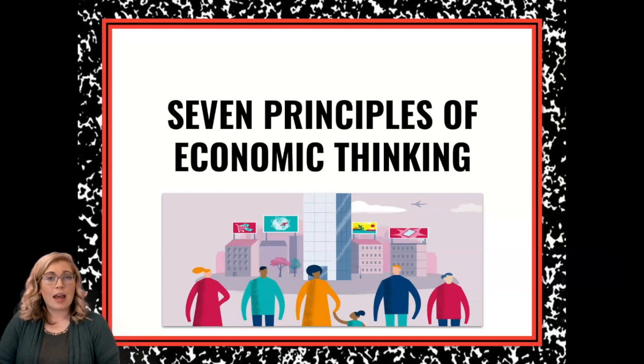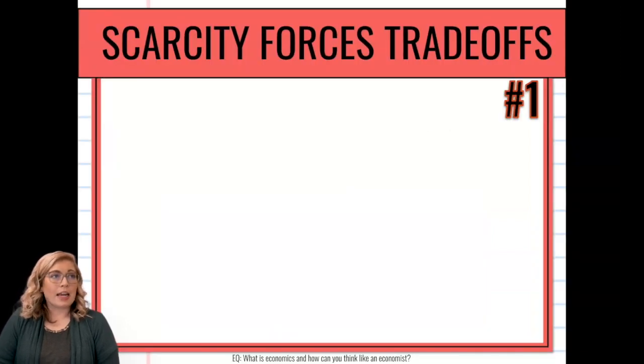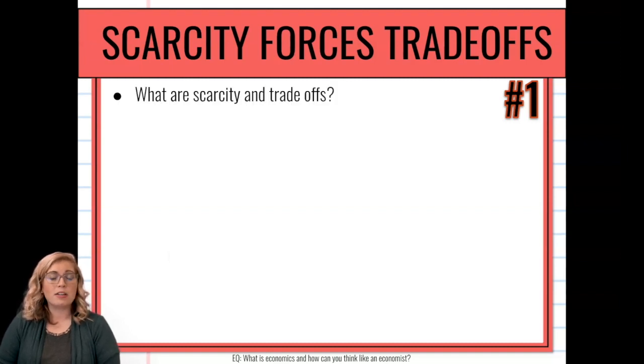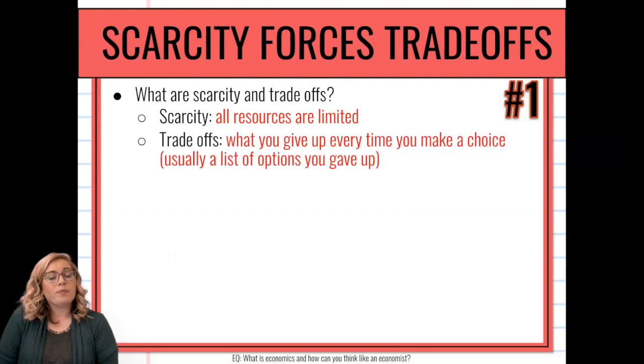So our first economic principle, scarcity forces trade-offs. So again, as I mentioned before, scarcity is the idea that we have unlimited wants and needs, but we only have limited resources. So a good one to think of is time. Every single person, whether you are a bajillionaire or you have 2 pennies to scratch together, you only get 24 hours in a day. You cannot buy more hours. You just cannot do it. It is a limited resource.